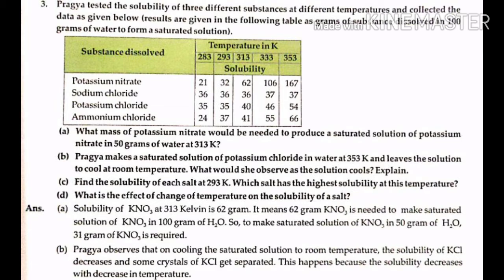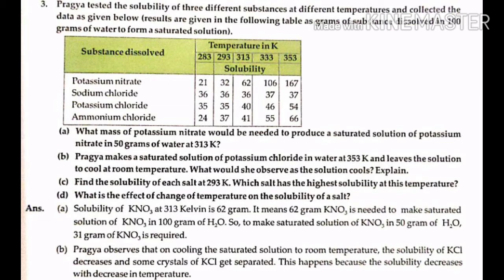Answer. A. Solubility of KNO3 at 313 Kelvin is 62 gram. It means 62 gram KNO3, potassium nitrate, is needed to make a saturated solution of potassium nitrate in 100 gram of water. So, to make a saturated solution of KNO3 in 50 gram of water, 31 gram of KNO3 is required.